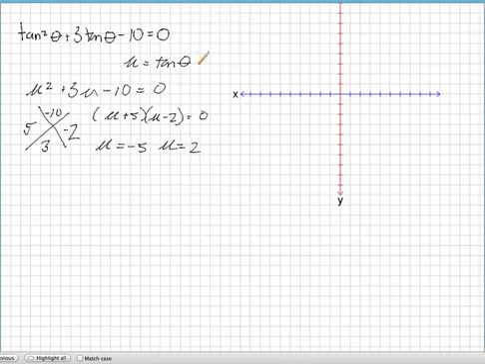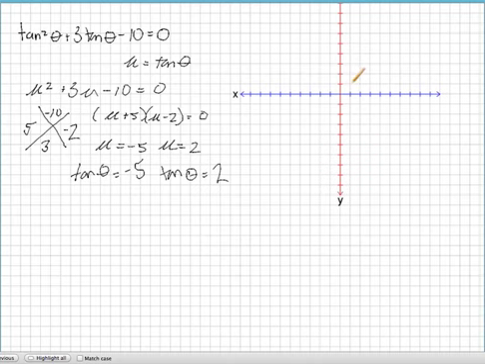At this point, we're going to go ahead and put the solutions back in terms of theta so that we have tangent theta. There we go. Tangent theta is equal to negative 5 and tangent theta is equal to 2. And we're going to go ahead and use an inverse tangent function to solve for theta here. Before we do, here comes the hard part of the problem.